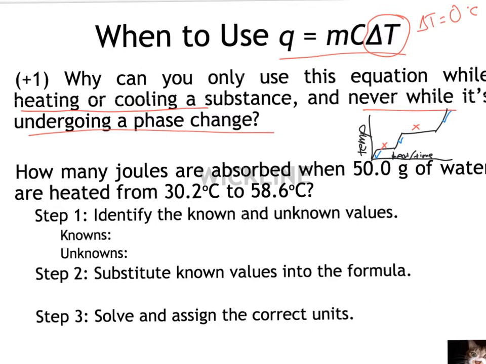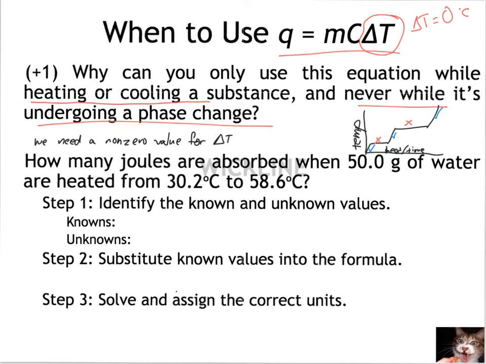So why can you only use this equation while it's heating or cooling a substance? That's because you need to have a non-zero value for delta T. Okay, I think we're ready to do an example.